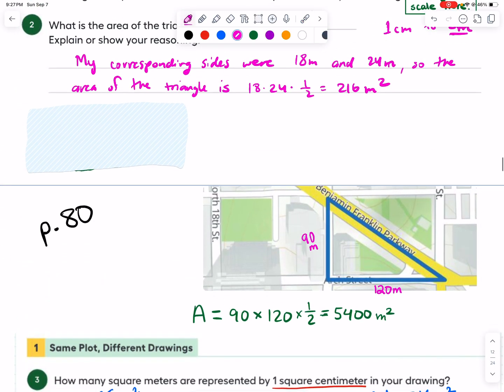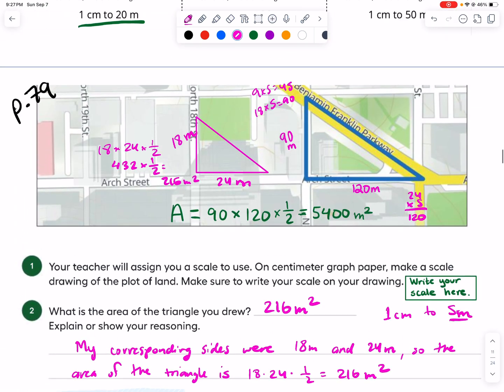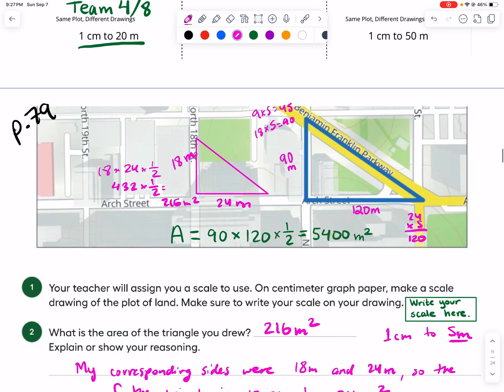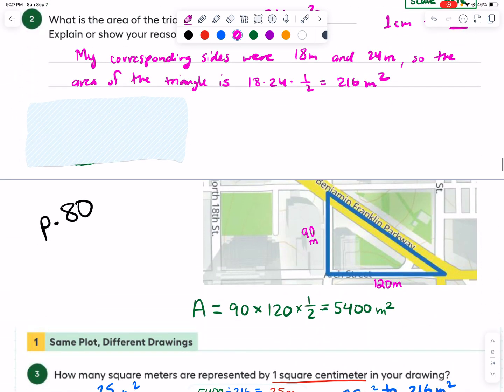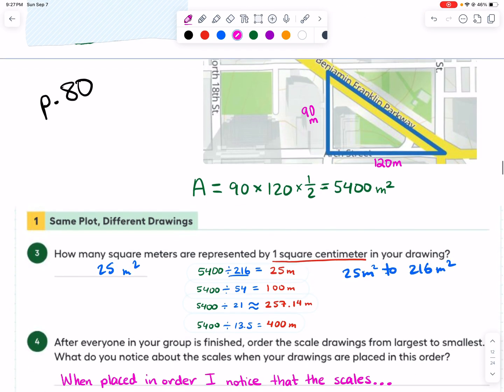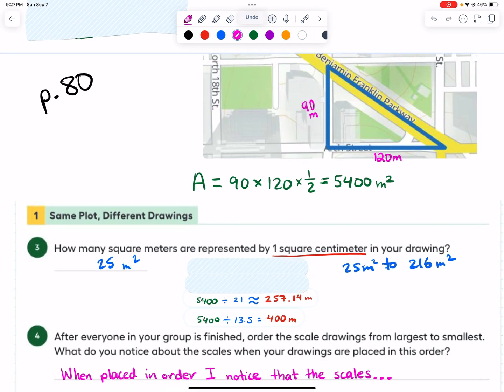Now, if you notice, wait, did I get lost? Oh, I did. Okay, perfect. I didn't get lost, I mean. Let me cover this really quick.